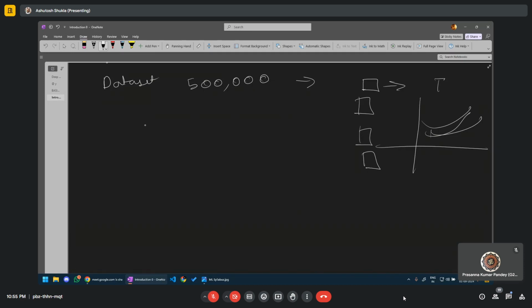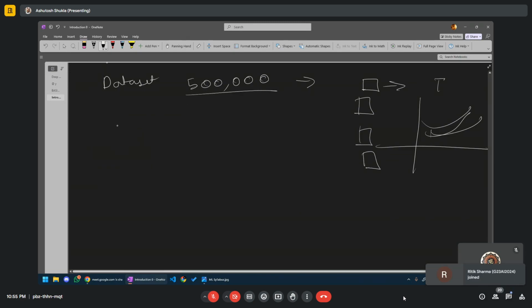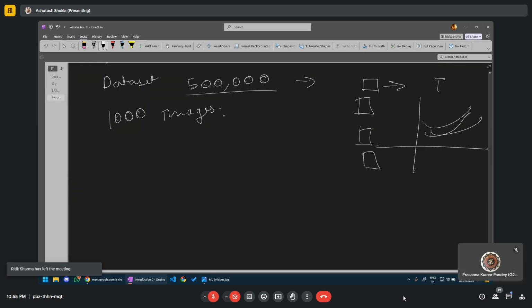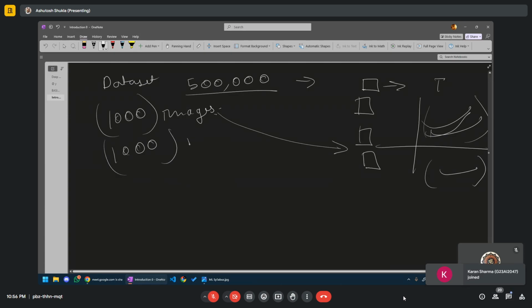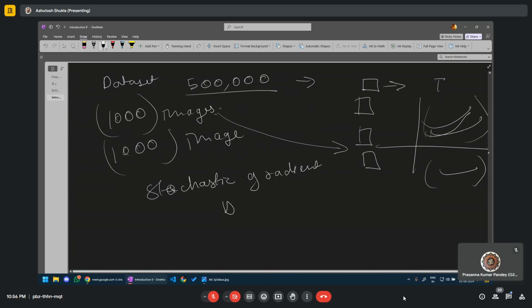So what people usually do is take this data set and divide it into very small batches, say 1,000 images each, and then they do the same process. It will do these 1,000 images and validate through that. Then it will take the next 1,000 images and check if the curve is in the correct direction or not. It will keep on doing this, and this is part of what is called the stochastic gradient descent algorithm.